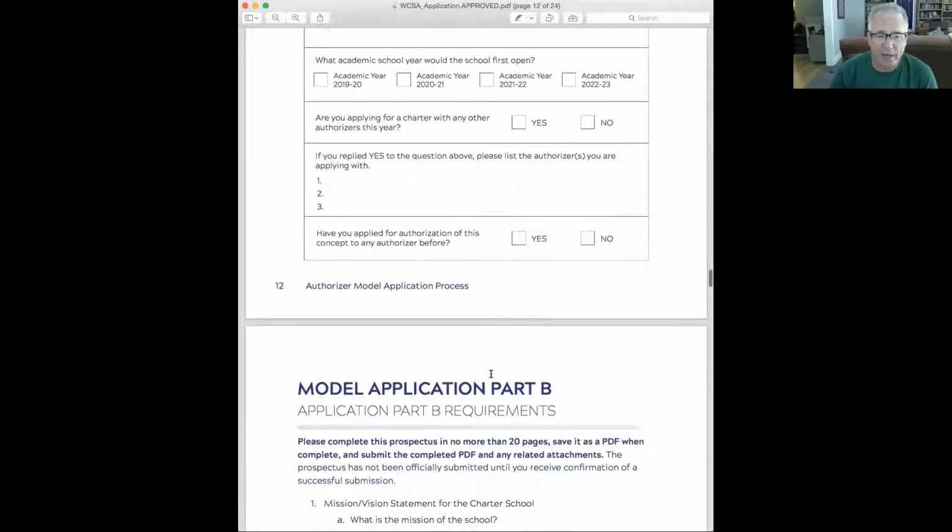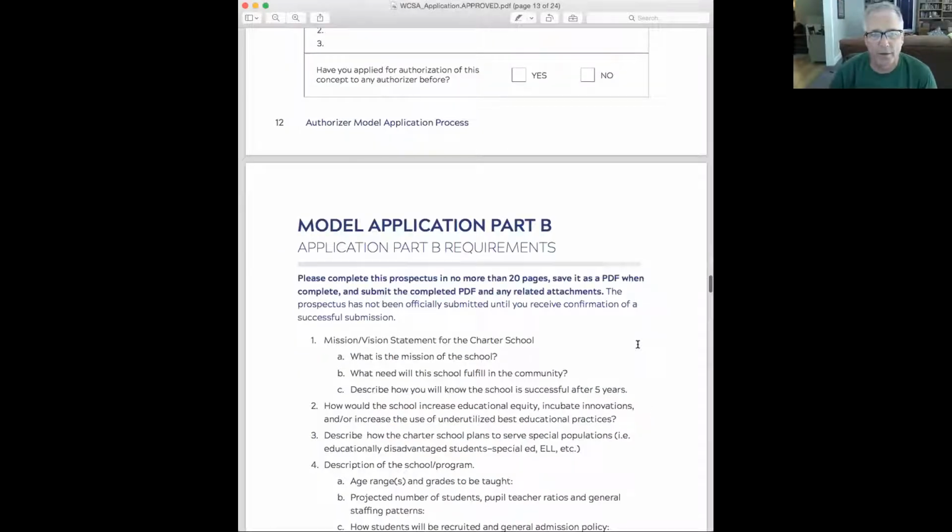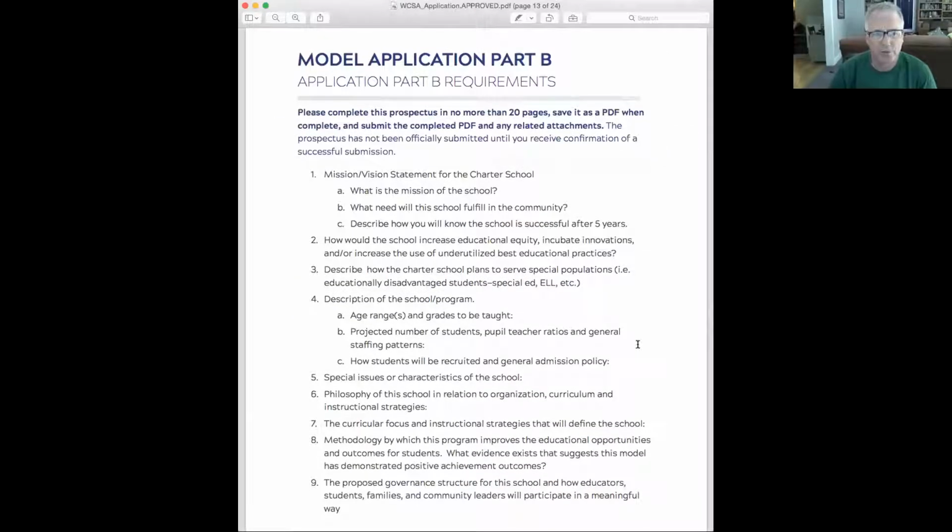The second part of the application is much more detailed. And one of the things that is really nice about this, if you want to look at it, it says a prospective, so no more than 20 pages. Again, these are all recommendations, good practice. The length, the timing, the exact questions and stuff like that are all things that have been put together by folks both at the DPI and taken from the NACSA standards, and experience with putting schools together, and can be modified to make it work much better for individual districts.